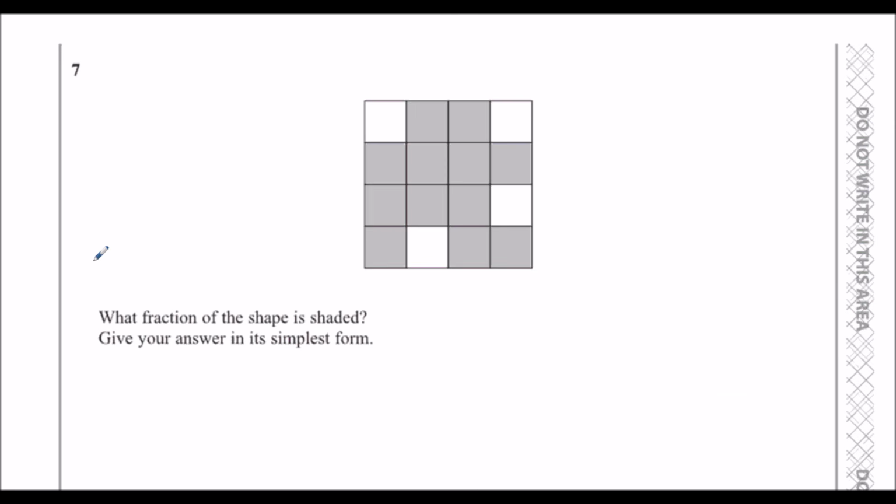Question 7. What fraction of the shape is shaded? Give your answer in its simplest form. So we're writing a fraction here. We need to know how many squares are shaded. So how many are shaded? 1, 2, 3, 4, 5, 6, 7, 8, 9, 10, 11, 12. 12 shaded out of how many in total? Well, there's 12 there, and there's another 1, 2, 3, 4. So there are 16 blocks in total. 4 along the bottom, 4 up, 4 fours are 16.